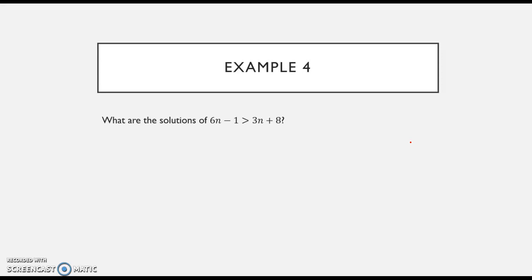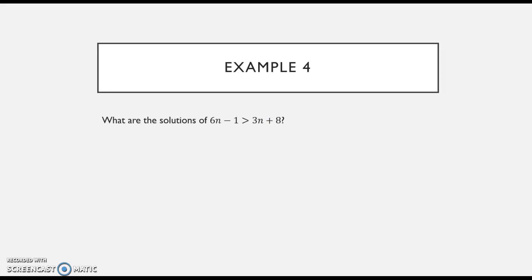Example 4. Do I need to distribute? Answer, no. Do I have same side like terms? No. When I look at this, I have 6n and 1. They don't have the same variable. 3n and 8, they don't have the same variable. So I do not have same side like terms.